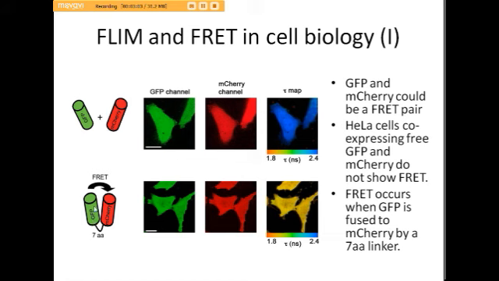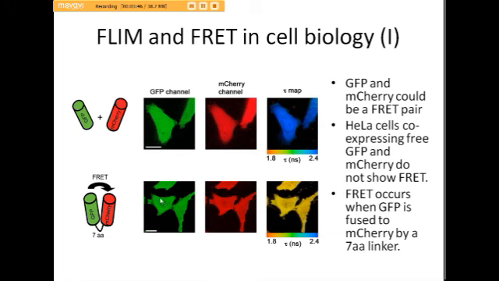So now we can make a chimeric protein. We can use recombinant DNA technology to fuse the GFP coding sequence with the mCherry coding sequence, using 7 amino acids to link the two. When we transfect this chimeric protein into the cell and the cell expresses it, GFP and mCherry are now linked by 7 amino acids. So the distance between GFP and mCherry is very short, less than 10 nanometers, so there could be a possibility for GFP and mCherry to have FRET.